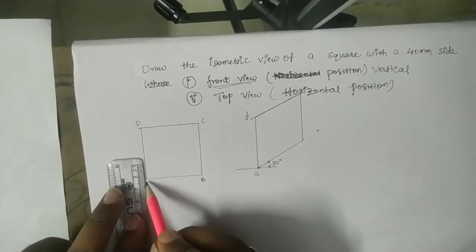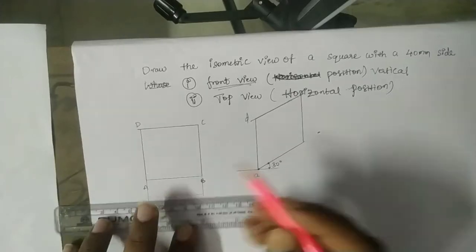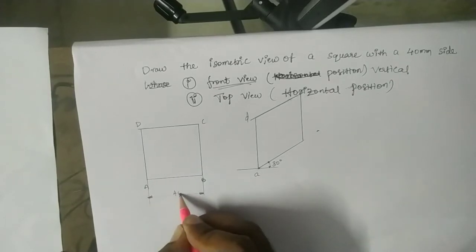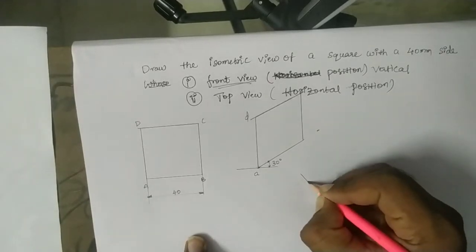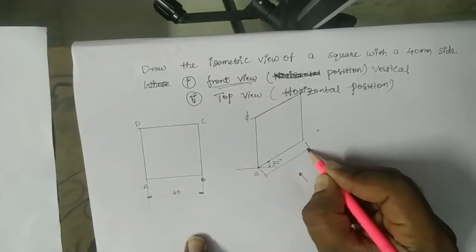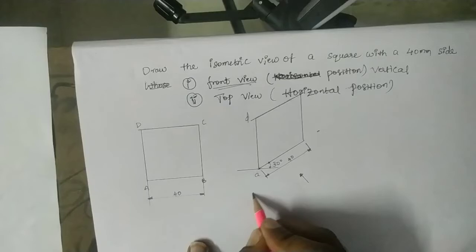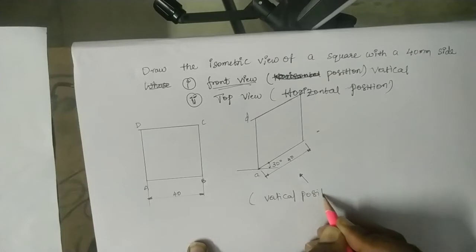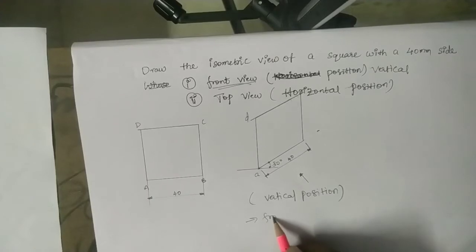Isometric view means just draw this diagram, figure 1, at 30 degrees to the horizontal line like this. So this is the front view or vertical position. In the front view, the AD line is straight, and the next one, the AB line, is at 30 degrees with the horizontal. The arrow mark indicates the front view of the object. This is the procedure for vertical position.